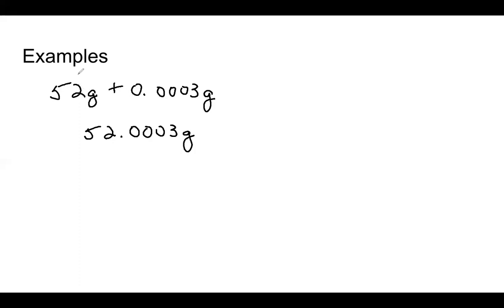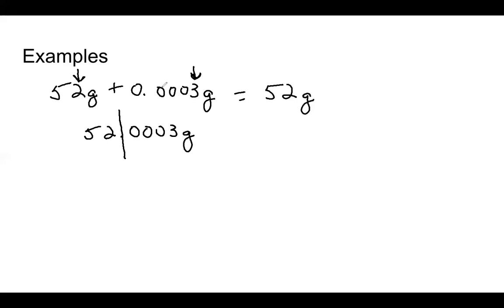So for 52, our estimated digit is our last digit. It's that 2 in the ones place. Here, our estimated digit is all the way at the 4th decimal place. The least precise is the ones place, because as you get more and more decimal places, you're getting more and more precise. So our answer has to get cut off at the ones place, just like our least precise measurement. So our answer to this, which might seem crazy, is 52 grams.